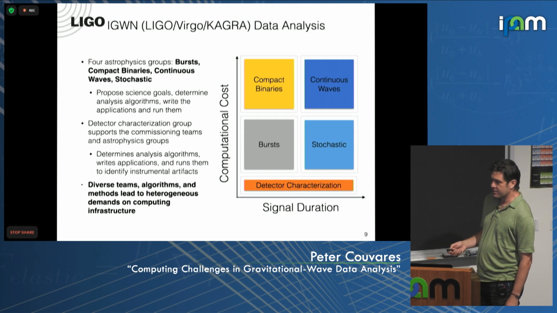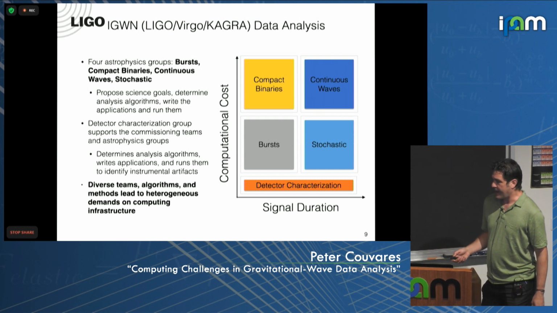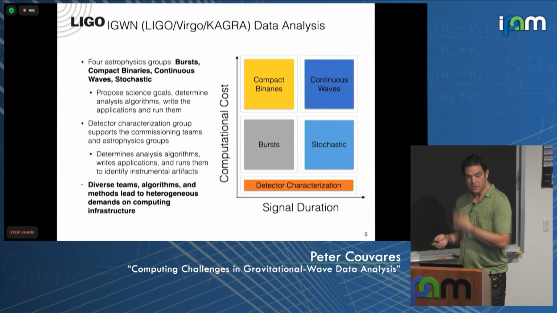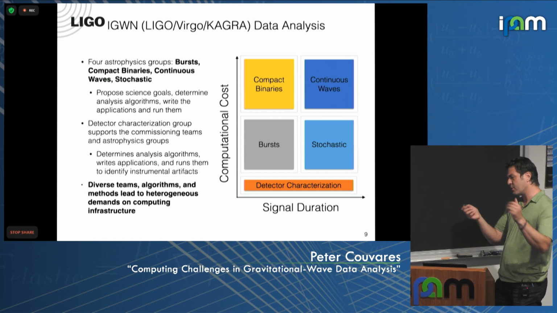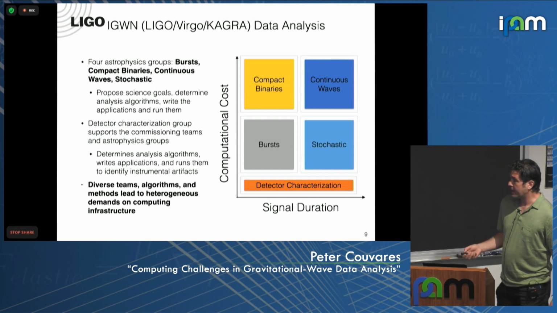There's also this sort of fifth group, which doesn't correspond to a source, but is the detector characterization work, which supports the commissioning teams and astrophysics groups and does all the work that Marco was talking about this morning. And that is a computational consumer and drives a lot of computation in the collaboration as well. So from a computing point of view, you can almost think of that as a fifth search group.